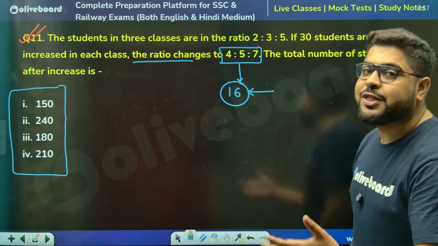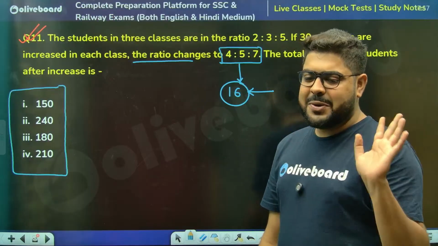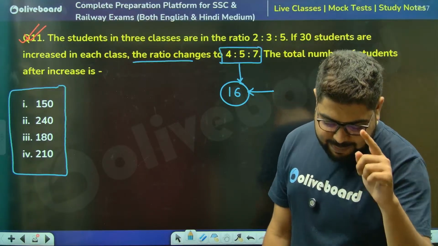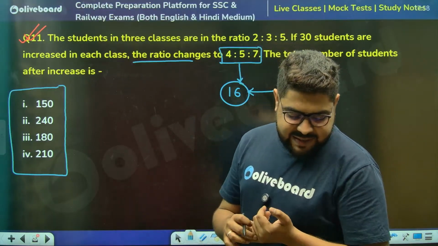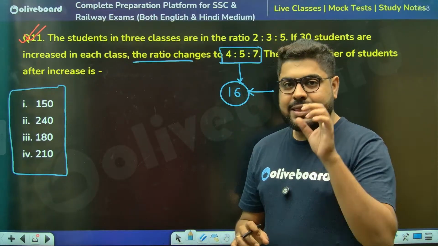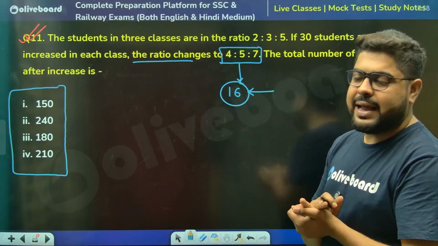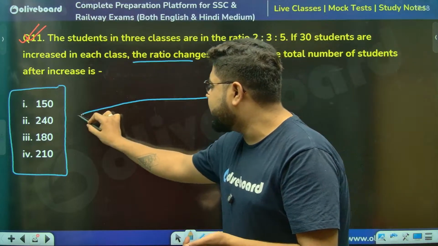Both have actually thought. You see, I'm not concerned with the answer. I don't want your answers. I need the clarity of thought. I'm very happy with Reena and Ashish that you guys are thinking like this. I hope there are others as well. Think like this, because number of students cannot be a fraction.